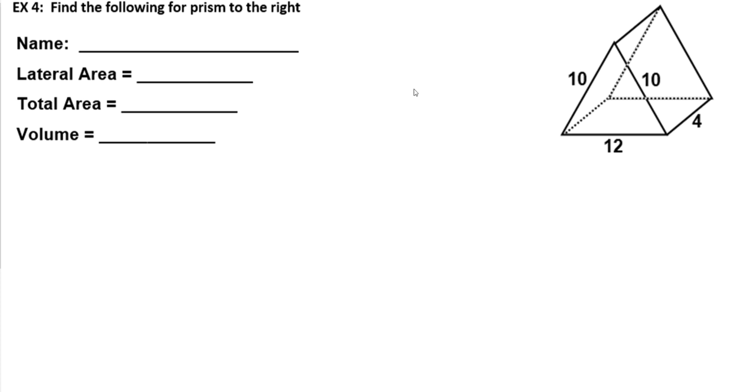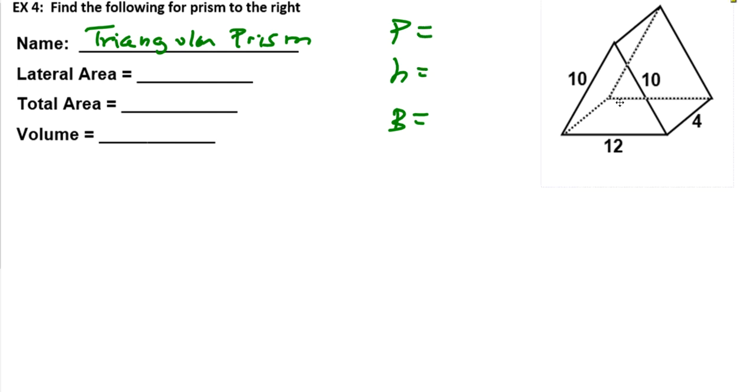So, what we have is a triangular prism named after its base. Alright, so we need to find the lateral area, total area, and volume. For first, we need to have our perimeter, our height, and our big B. We need these things. Alright, perimeter is easy. That's 10 plus 10 plus 12. So that's going to be 32. Height is easy. It's what connects the two bases.